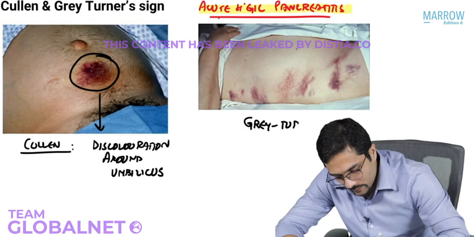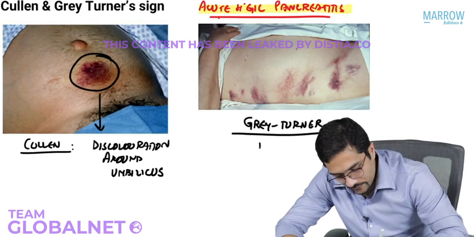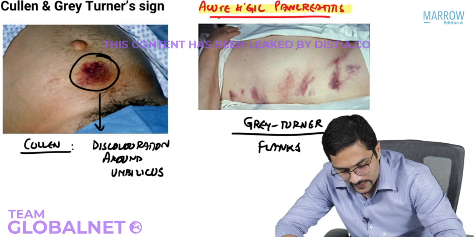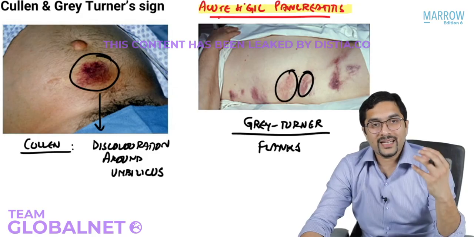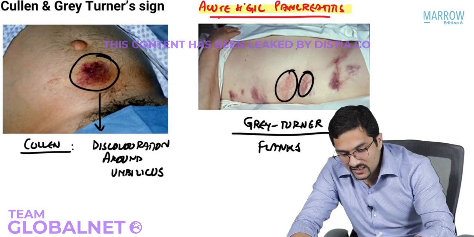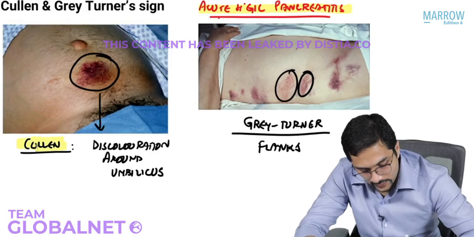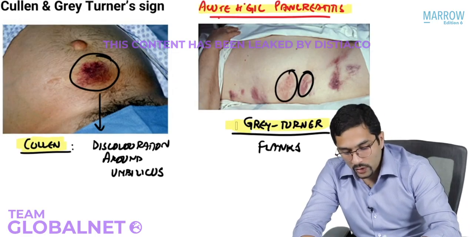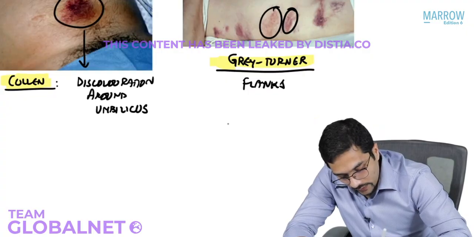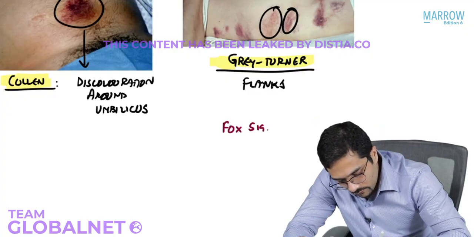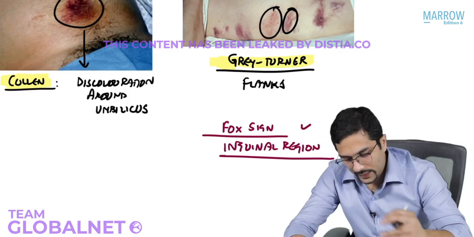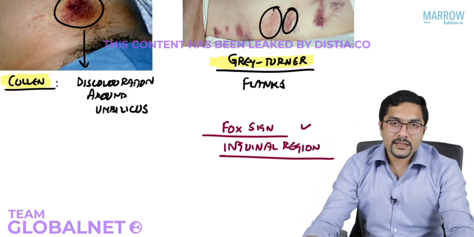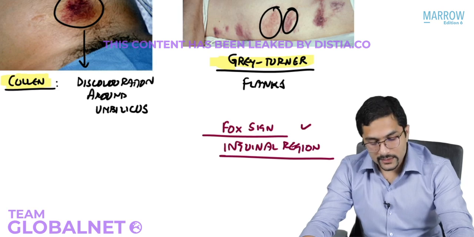Gray Turner sign is when there is discoloration in the flanks. And this discoloration is basically occurring because of retroperitoneal bleeding. Because of retroperitoneal bleeding, this discoloration tracks along the abdominal wall and it can come around the umbilicus or in the flanks. You can also have Fox sign. Fox sign is discoloration in the inguinal region. If you have discoloration in the inguinal region, that is known as Fox sign. So these are the symptoms and the signs which you can get in a patient with pancreatitis.